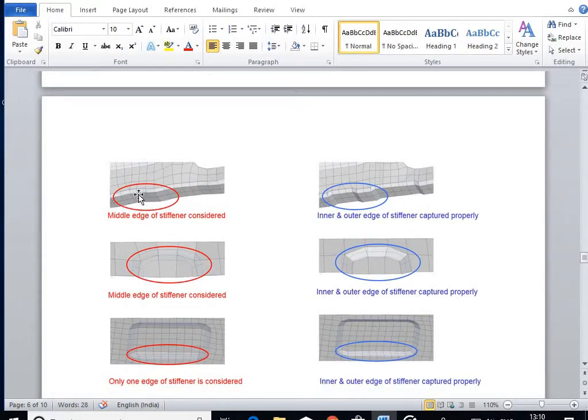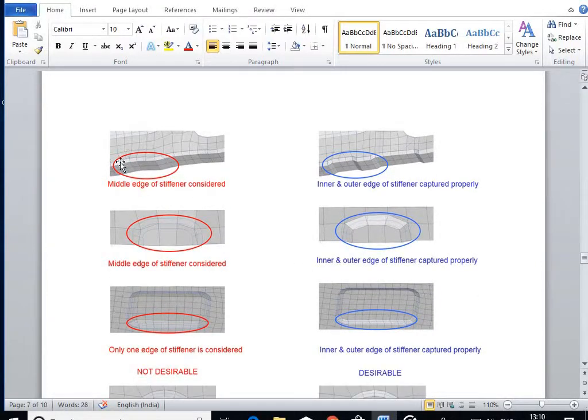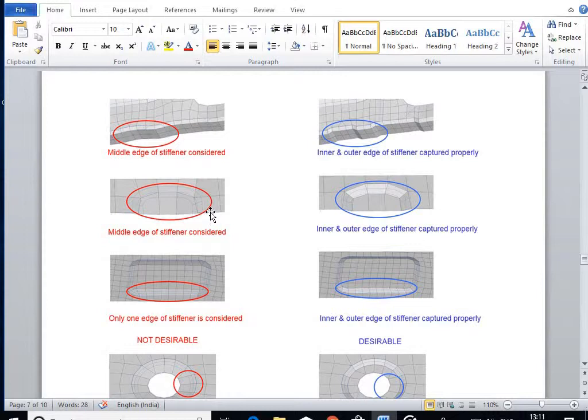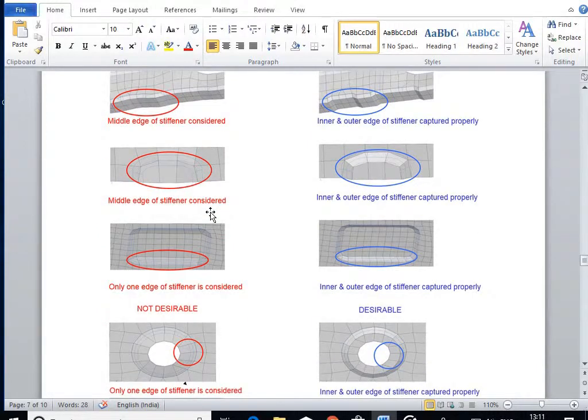Next, try to mesh the feature as it is. Don't try to toggle the lines, see how awkward it looks. It is a feature, but it is looking like a flat surface, so it would disturb the surface, and the analysis result would be a different answer. And try to maintain a stiffer like this. These are the guidelines you need to follow.